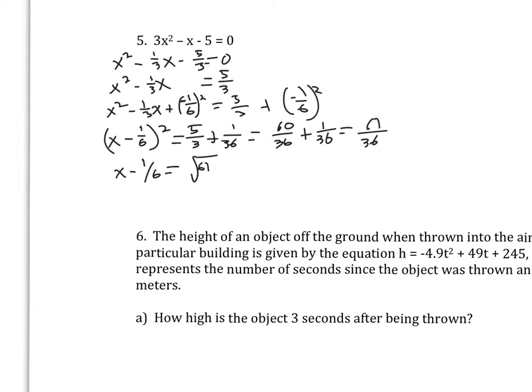All right, now we'll square root both sides to get x minus 1/6 is equal to the square root of 61/36, which you can rewrite as root 61 over 6. And that again will be positive or negative. So we'll get x is equal to 1/6 plus root 61 over 6, and x equals 1/6 minus root 61 over 6.